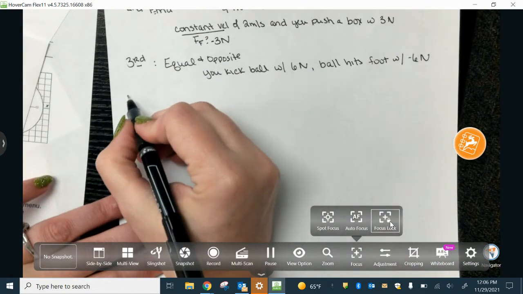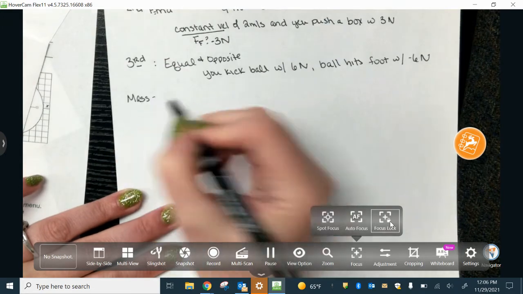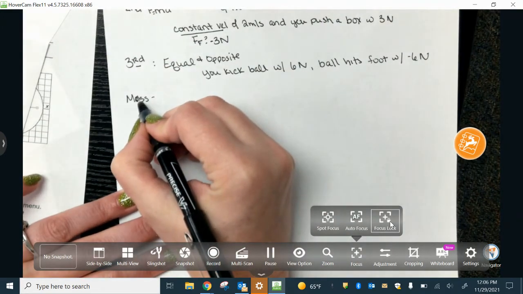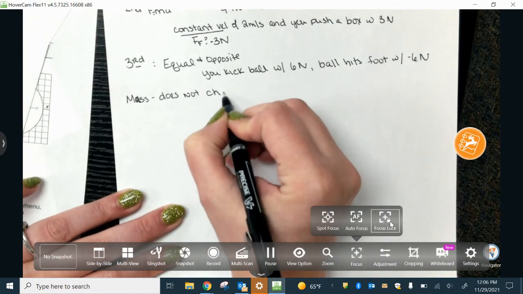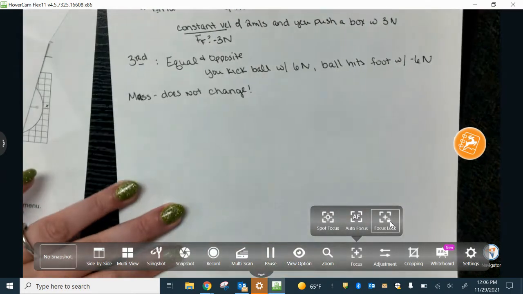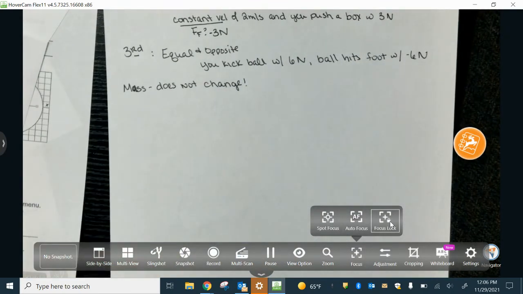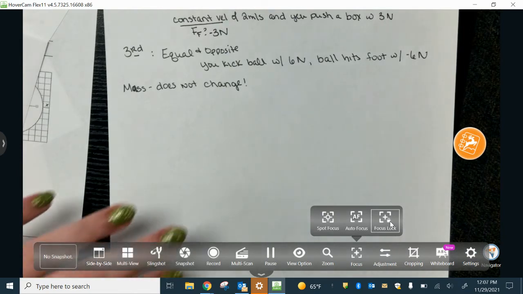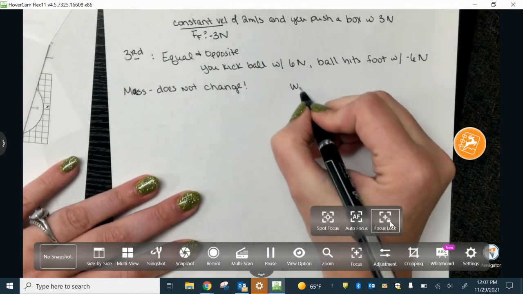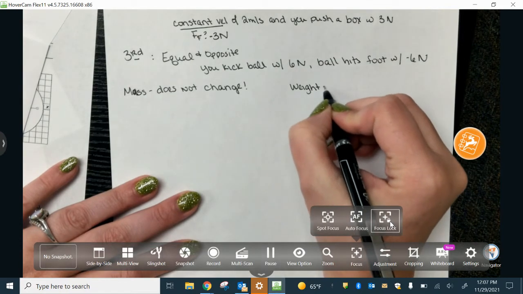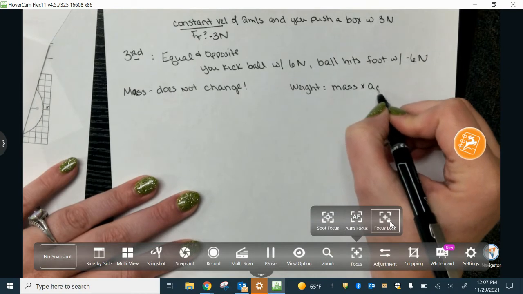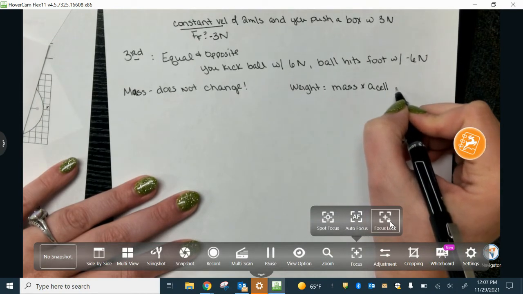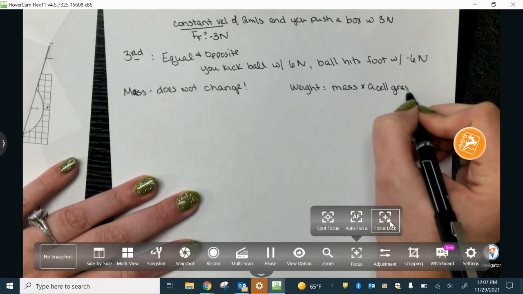All right. So mass, that's an A, does not change. If you have a mass of 5 kilograms, you have a mass of 5 kilograms everywhere. Most people got that confused with weight. Weight does change. Weight is the mass times the acceleration due to gravity.